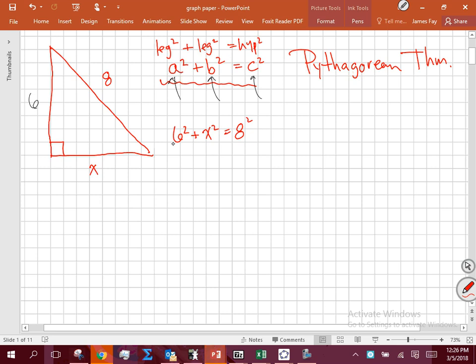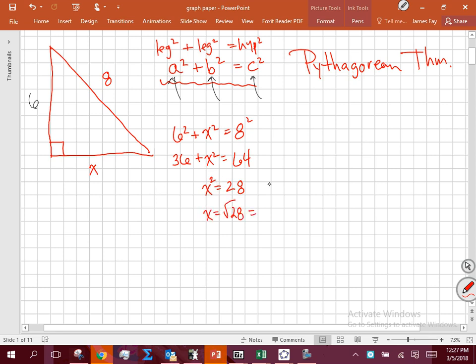Okay, so you need legs on this side over here, right? So right now we're seeing 6 and x being our legs. So we get 36 plus x squared equals 8 squared, 64. So x squared then is going to give me 28. Is that right? Okay. So x is going to be root 28.